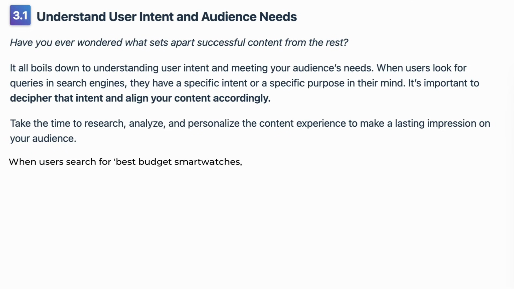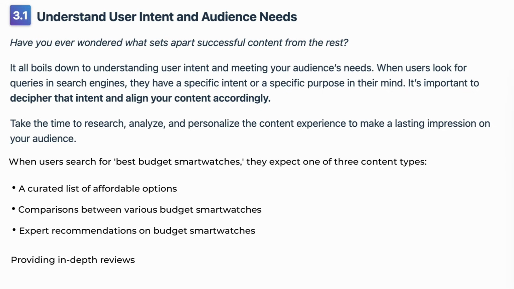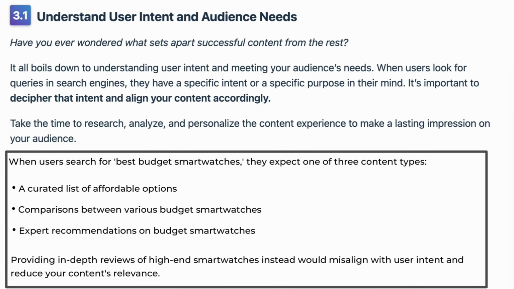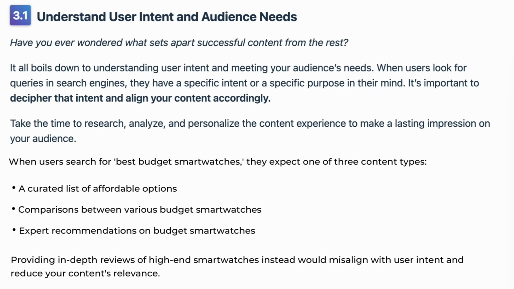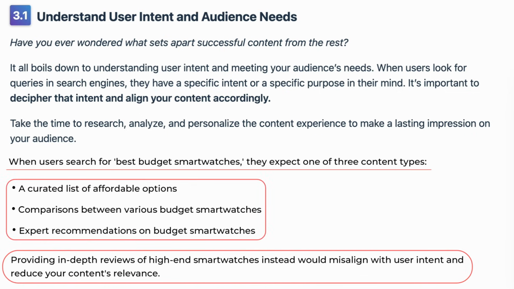So this is what I would change instead. I would write, when users search for best budget smartwatches, they expect one of three content types: a curated list of affordable options, comparisons between various watches, or expert recommendations. Providing in-depth reviews of high-end smartwatches instead would misalign with user intent and reduce your content's relevance. Why this works is because it replaces the conversational tone with direct cause and effect statements. It uses the number structure for clarity, and AI can extract the core logic, which is user intent leads to a content type expectation, and the consequences of misalignment.